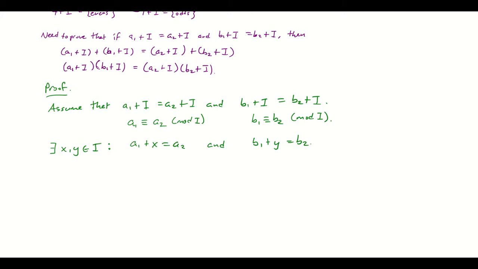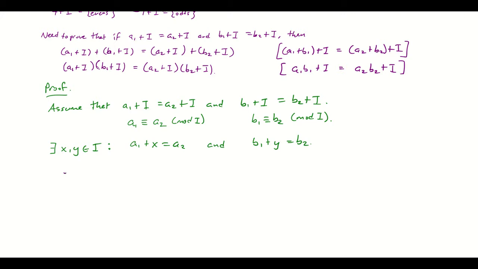So now I'm going to try and use these facts to prove, we'll do addition first, that a1 plus b1 is congruent to a2 plus b2, because I already know that according to my definition, what I'm trying to show here is that a1 plus b1 plus I has to be the same as a2 plus b2 plus I. And then down here I'm trying to show that a1 b1 plus I is equal to a2 b2 plus I. So these are just restatements of what I need to prove. All right, so let's first work on addition here.